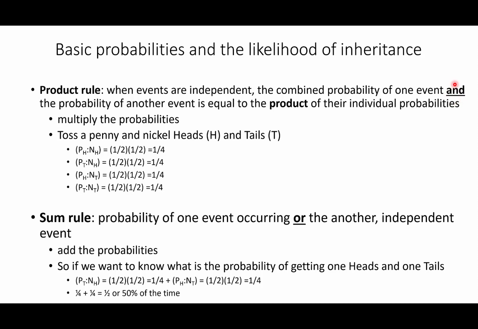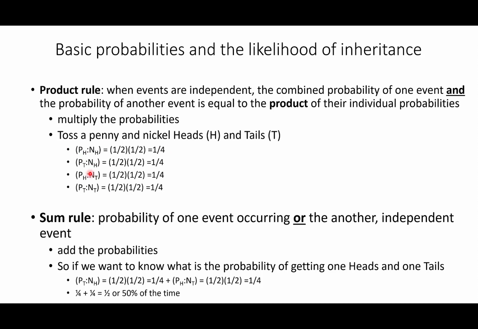A lot of times when we see these "ands," that's a giveaway that we need to use the product rule. For example, let's say that we have a penny and a nickel, and we want to know the probability of tossing heads and tails. With two coins, what's the probability of getting heads or tails? Well, we could write those out. Let's say the penny gets a head and the nickel gets a head. There's a 1/2 probability of the penny landing on heads, and a 1/2 probability of the nickel landing on heads. That would give this 1/4 of the time, two heads.